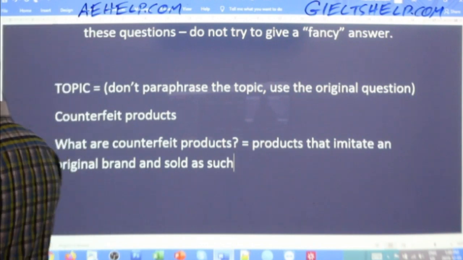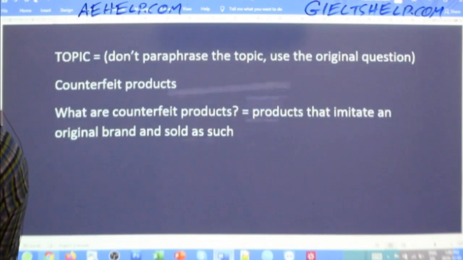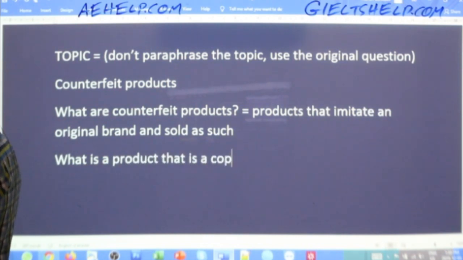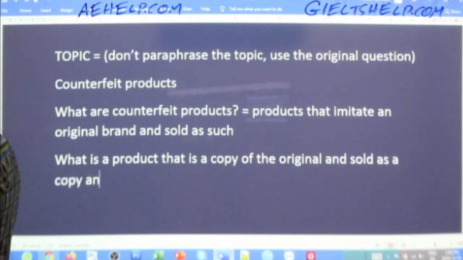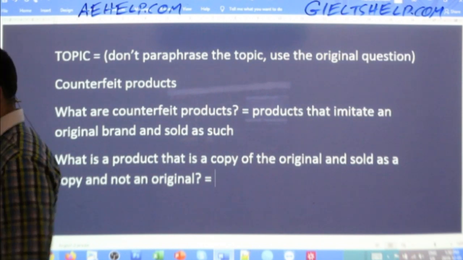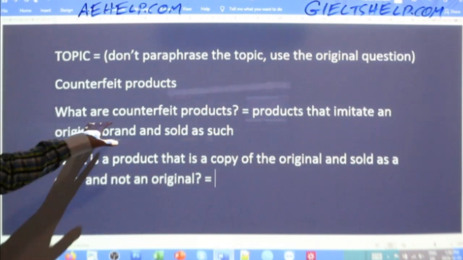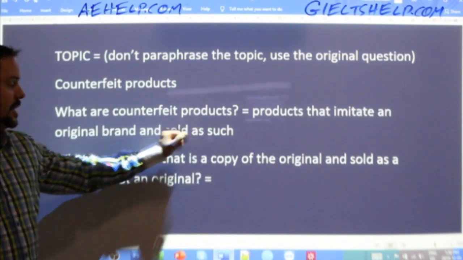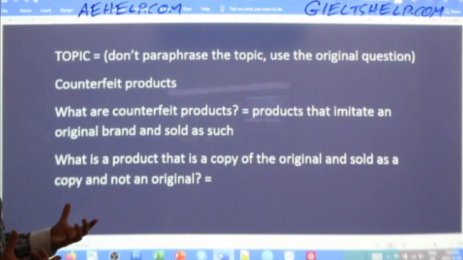So here's an interesting question for you as we go into this. What is a product that is a copy of the original and sold as a copy and not an original? Let's see who comes up with the right answer here. So this one, when you sell the fake as the original, it's called a counterfeit product. Okay, just like counterfeit money.